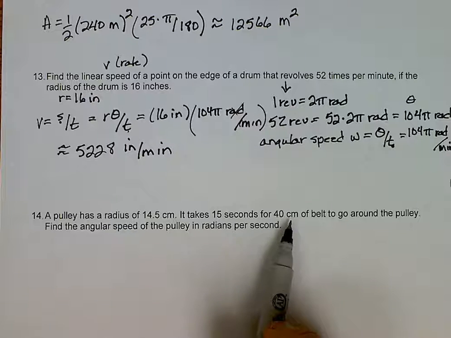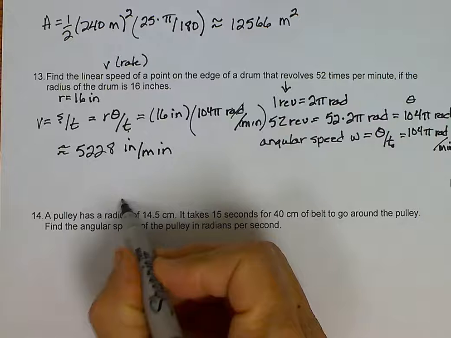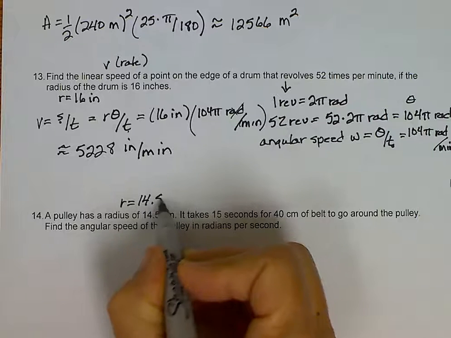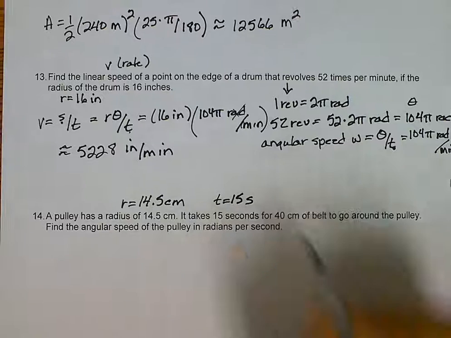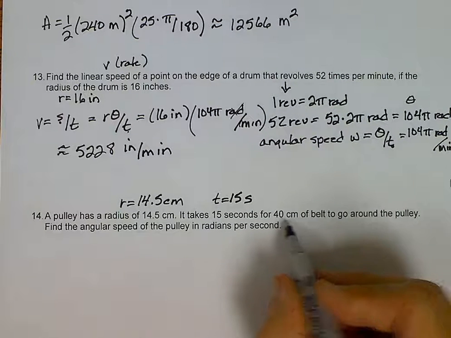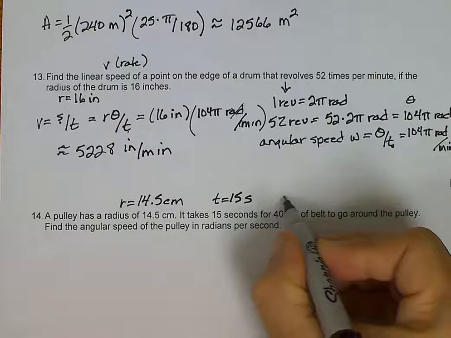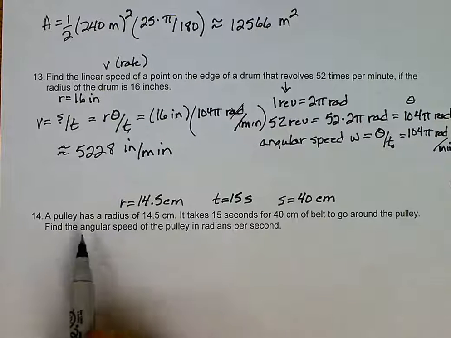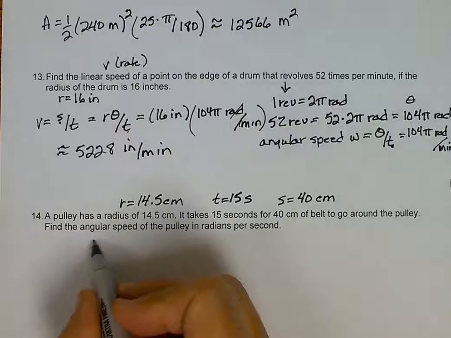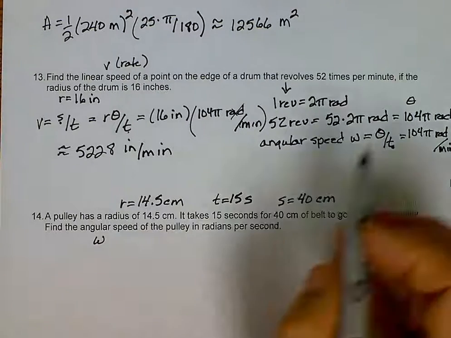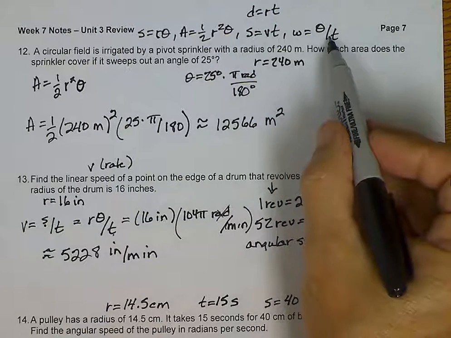One more question. This time we have a pulley with a radius of 14.5 centimeters. That's the R. 15 seconds is a time. So let's say T equals 15 seconds. 40 centimeters of belt going around the pulley, going around the outside of the pulley. That means that this is an arc length. And then we're trying to find the angular speed of the pulley in radians per second. Angular speed is w. So out of our formulas, we have this one to find the angular speed.